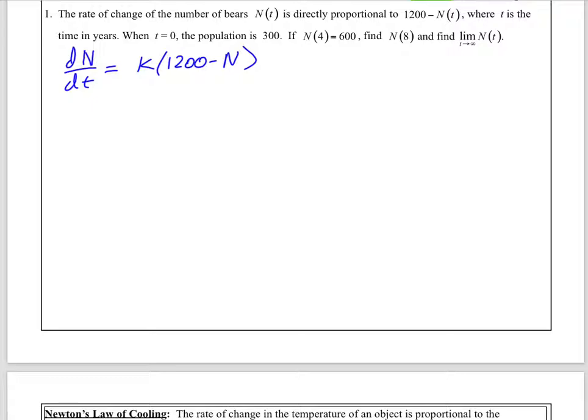Alright, so now we're ready to solve. What do we want to do to solve? Integrate. So we want to separate.